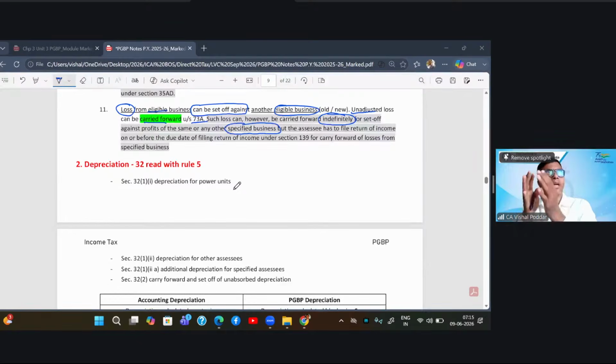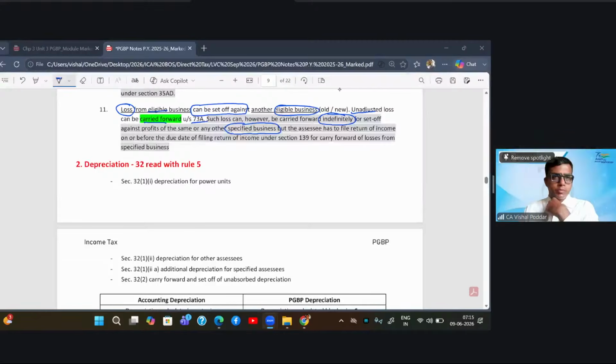So whichever exam you are going to appear for, see the year in which that exam is falling. That year is your assessment year. So the earlier year becomes a previous year. So in Jan 27, if you are giving exam, your previous year will be 25-26, and what we are studying now, the same syllabus will be applicable to you. Fine, beta?